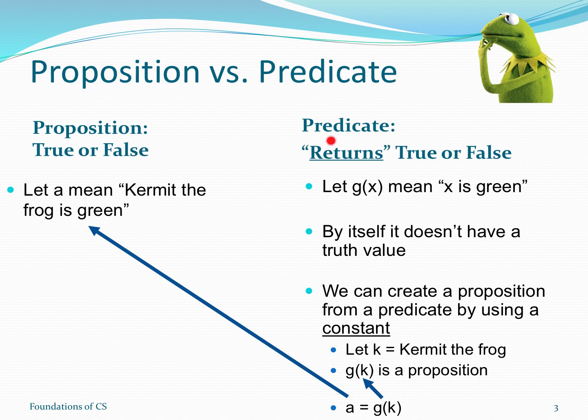Whereas a predicate is more like a method that returns true or false. So if A means Kermit the Frog is green, we might let G of X mean X is green. So, it's a method by itself. It doesn't have a truth value, but we can use a predicate to create a proposition. So we can say, look, if K equals Kermit the Frog, then G of K, the method that takes K as a parameter, is a proposition that means Kermit the Frog is green.